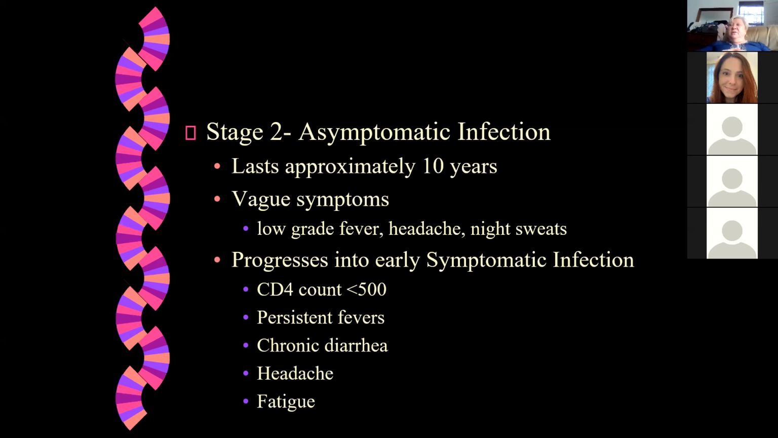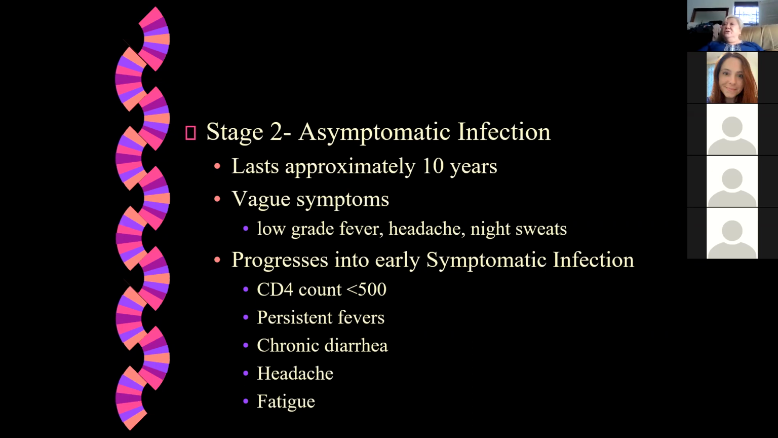Because your symptoms are more than just vague. You probably are having diarrhea all the time. You're probably having persistent fevers. You're probably just feeling awful all the time. And so you actually end up at the doctor. So you're starting to have, at the end of that asymptomatic phase, asymptomatic infection, some symptoms. And it's because your CD4 count is less than 500. And so then you get your test. That's typically where we see the test done.